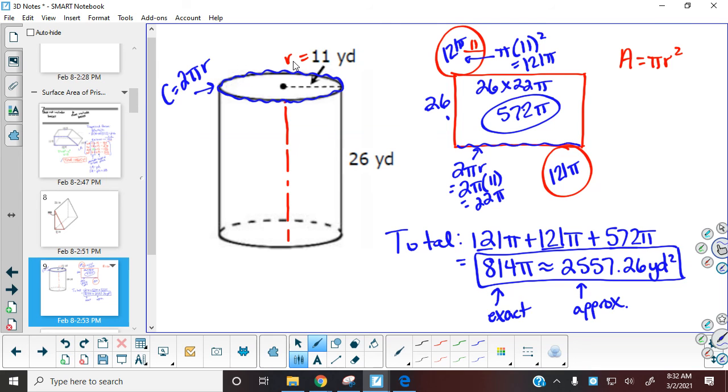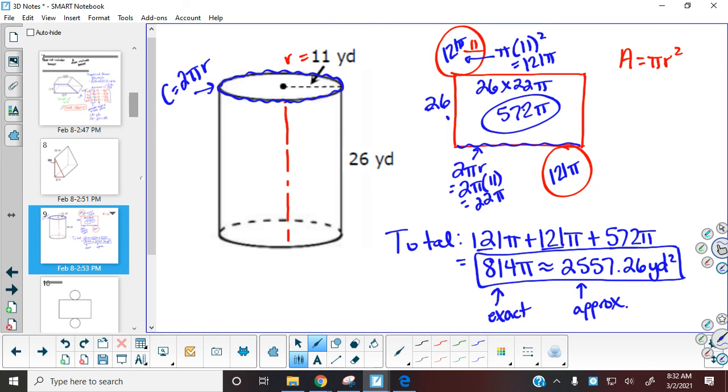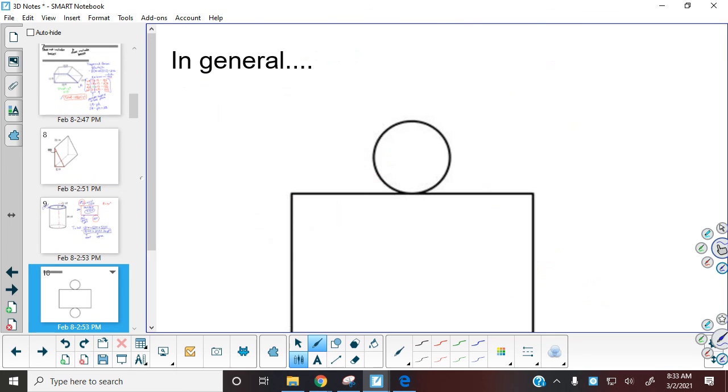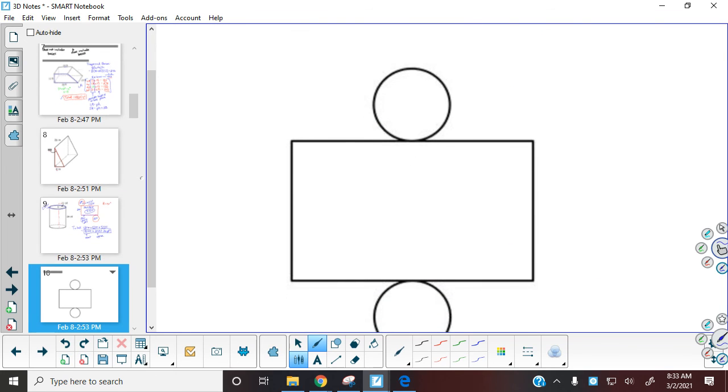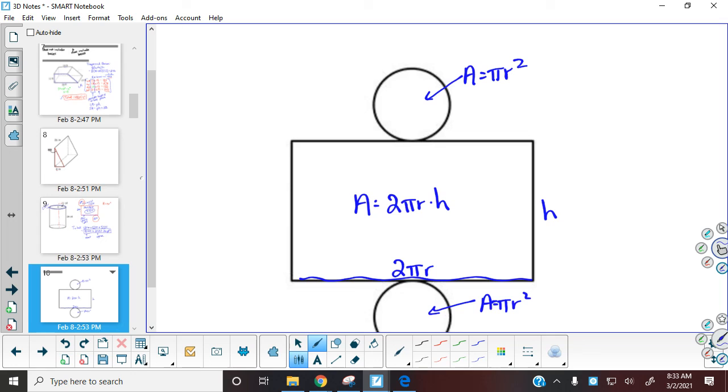So again, one of the things to be mindful of is that cylinders are probably the hardest ones for most people. So I put here an in general, just to help you out, that each one of these pieces is A equals pi r squared. Same thing here, A equals pi r squared. And then your rectangle, again, this length here is 2 pi r. This length here is the height of the cylinder. So the area of this rectangle is length times width, and that is going to be 2 pi r times your height. So hopefully that makes it a little bit clearer.